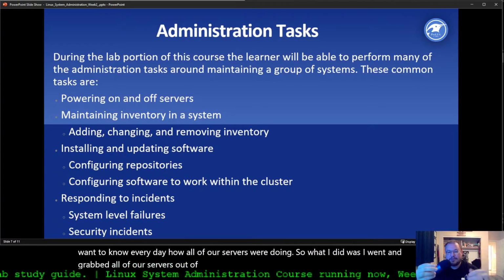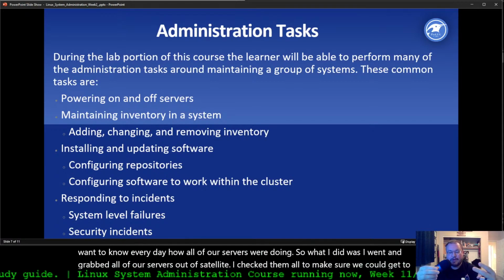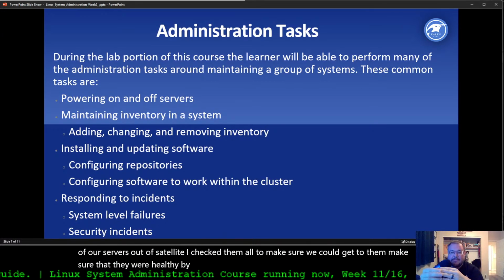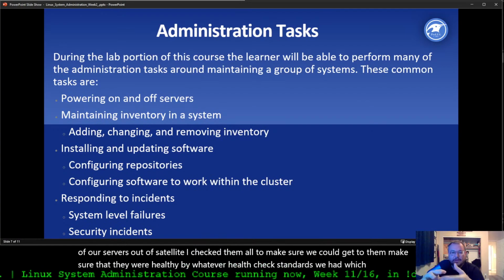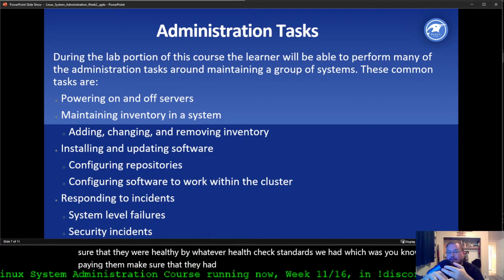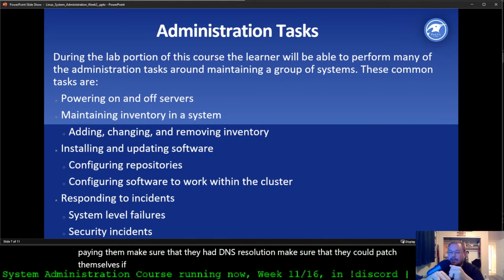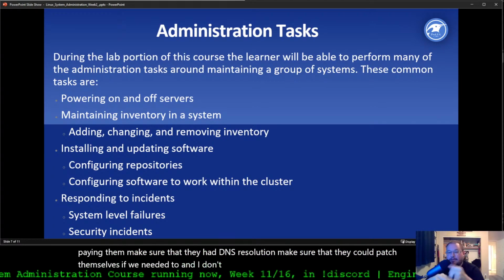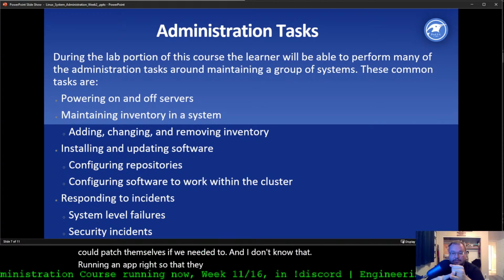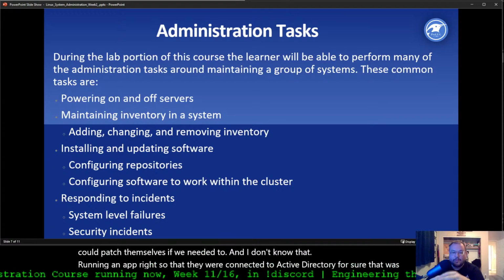I checked them all to make sure we could get to them and that they were healthy by whatever health check standards we had, which was: ping them, make sure they had DNS resolution, make sure they could patch themselves if we needed to, and, I don't know, that they were running an app, right? So, that they were connected to Active Directory for sure. That was one. Or whatever we were using.